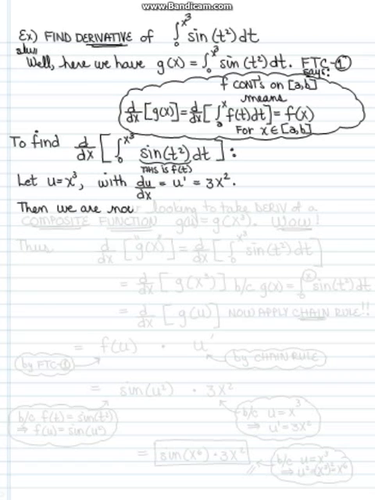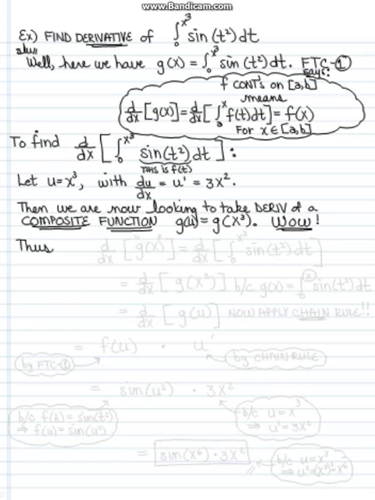Then that means that now we're looking to take the derivative of a composite function. Okay, let's see if you guys can wrap your brains around this one. It is a composite function. It's not g of x we're taking the derivative of. We're taking the derivative of g of u. In other words, g of x cubed. Wow. Okay, hang on. Here we go.